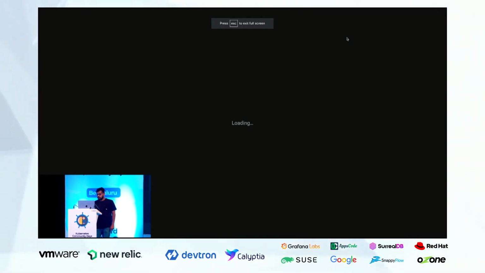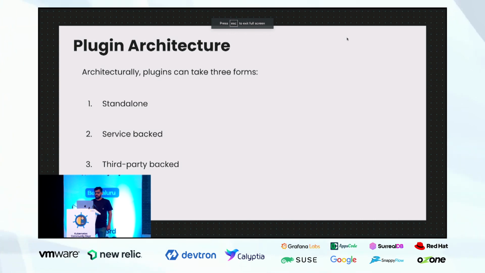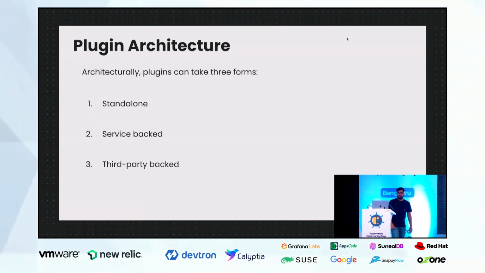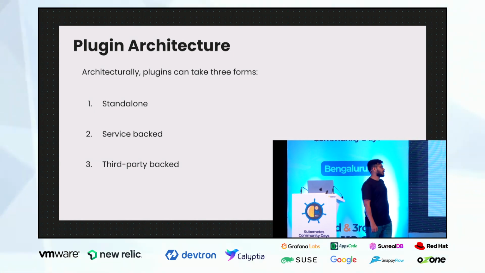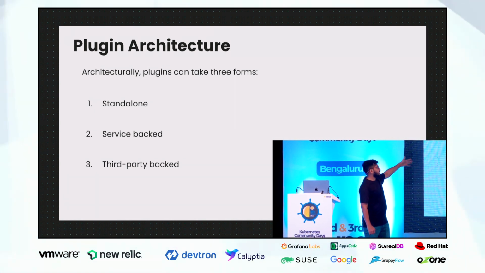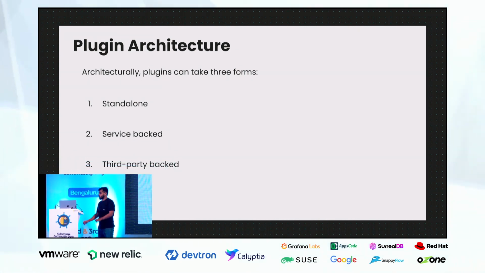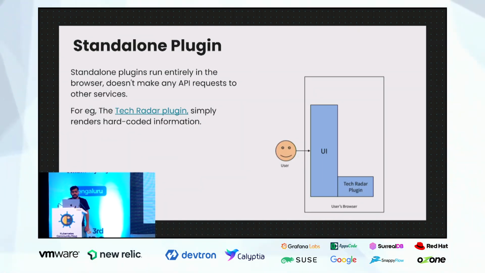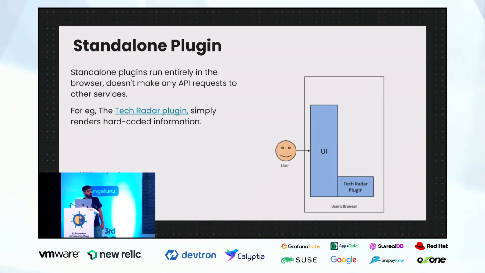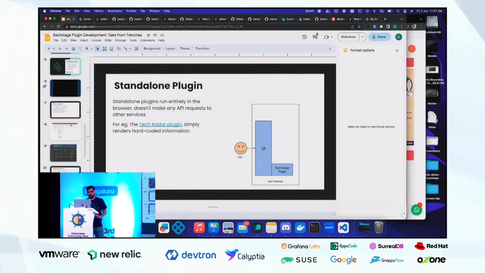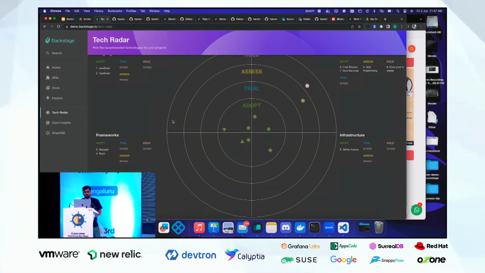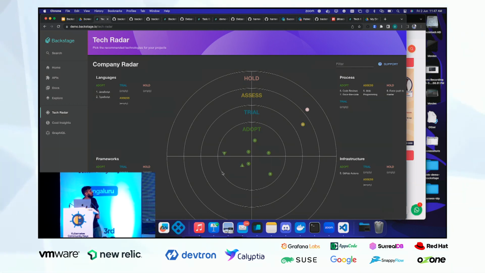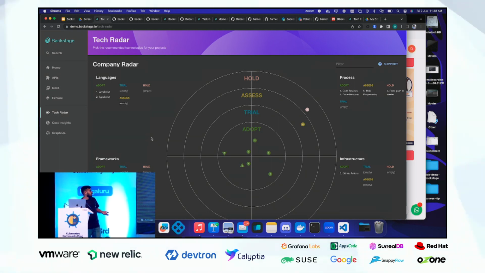Okay, so basically the plugins which we saw, the CI/CD plugin I showed you, the software catalog is itself a plugin. These three come under standalone, service-based, and third-party plugins. A standalone plugin is something that is hard-coded in your code base, like the Tekrada plugin. Let me show you what the Tekrada plugin does. It's in the demo part only, the Tekrada plugin. So you see this, this is hard-coded, your company's infrastructure information.